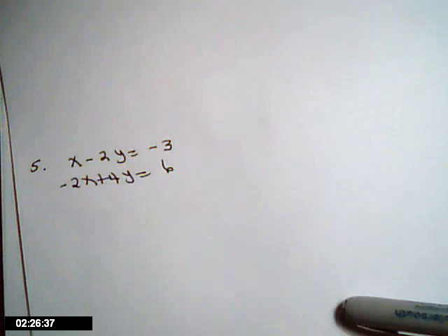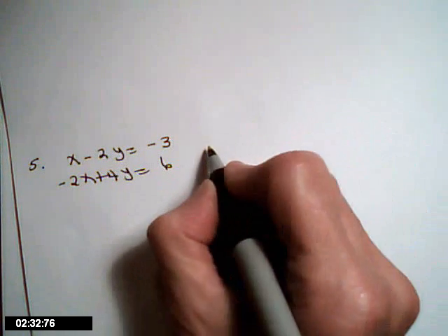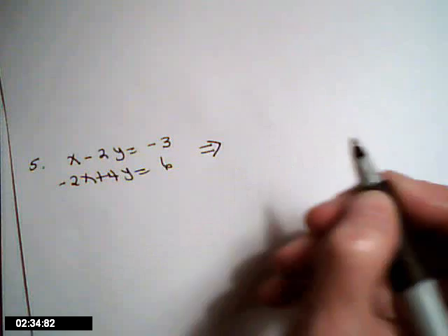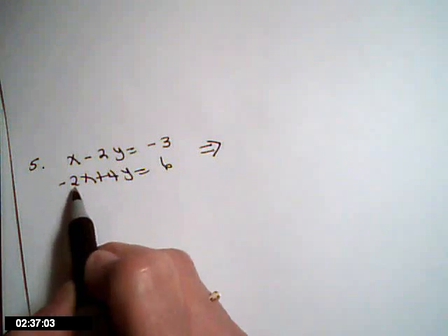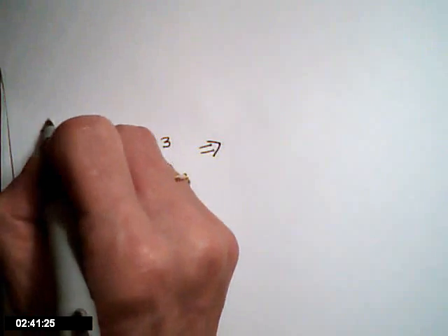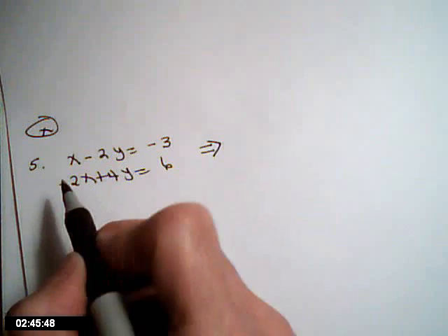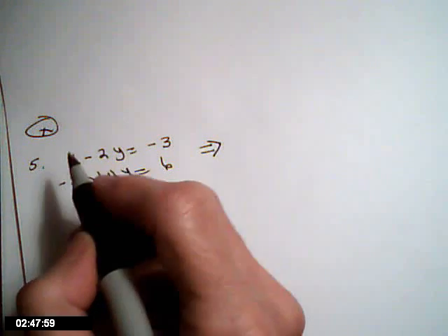We have x minus 2y equals negative 3, and negative 2x plus 4y equals 6. Now again, the first thing I want to do is to decide what do I want to eliminate. It can either be x or y. You cannot make a wrong choice. I'm going to choose x. What could I add to negative 2x to get 0? Well, it would be positive 2x.